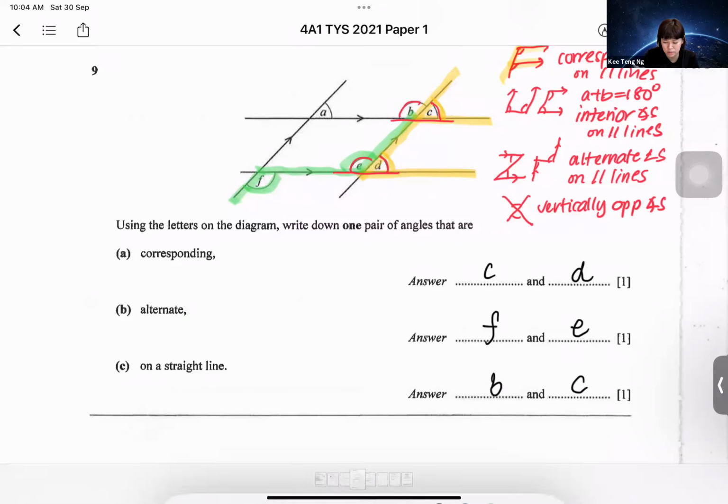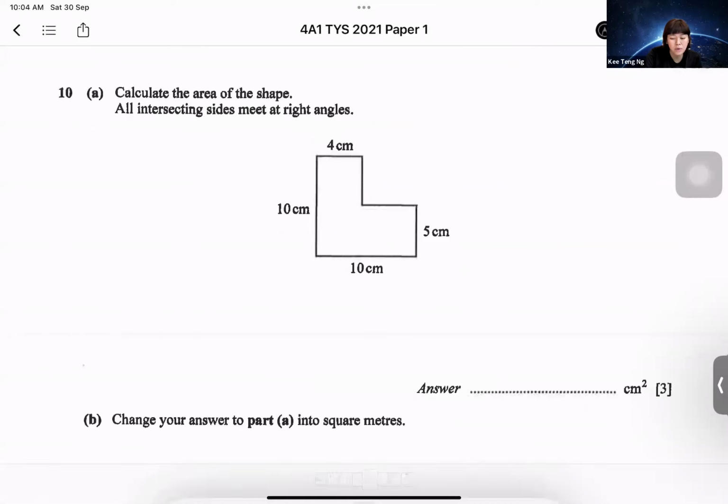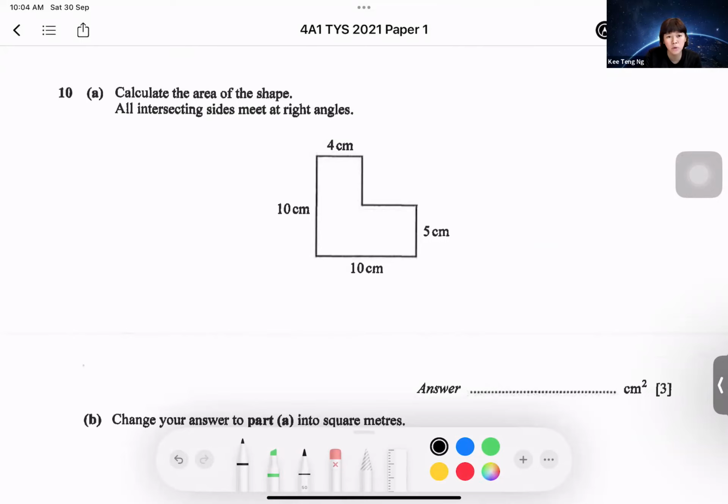Next question. Now, calculate the area of the shape, and all the intersecting sides meet at right angles. So everything is a rectangle, right? So what I can do is cut it into different parts.